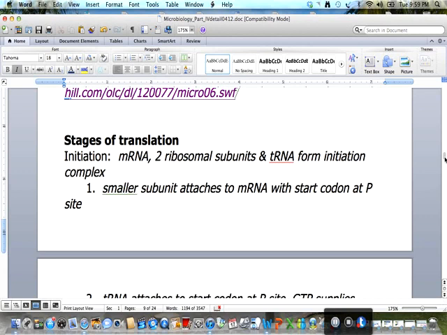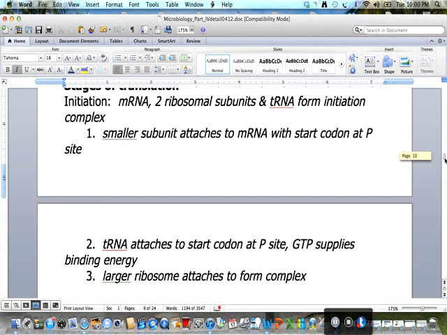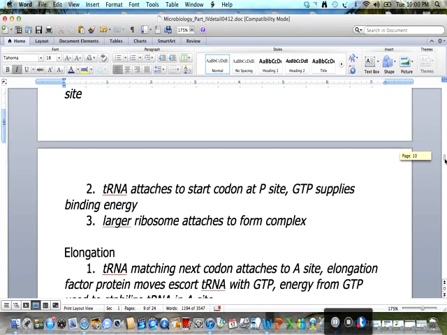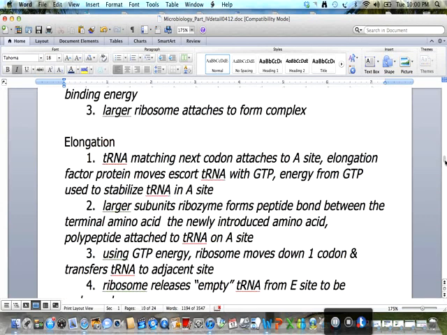Initiation is the first stage of translation. Here, the mRNA, 2 ribosomal subunits, and tRNA form an initiation complex. The smaller subunit attaches to the mRNA with the start codon at the P site. The tRNA attaches to the start codon at the P site. The energy for this binding is provided by GTP. Next, the larger ribosome attaches to form a complex.